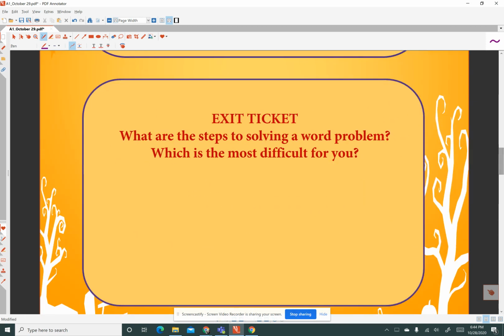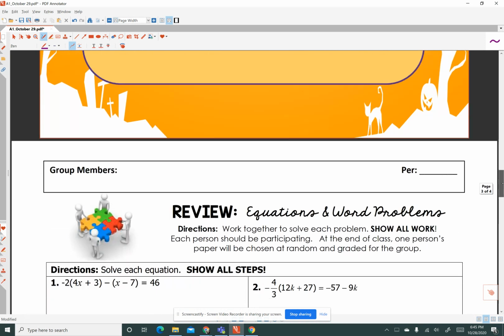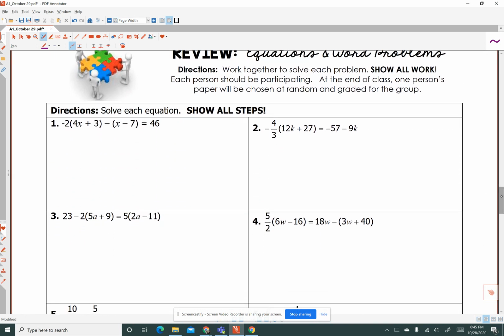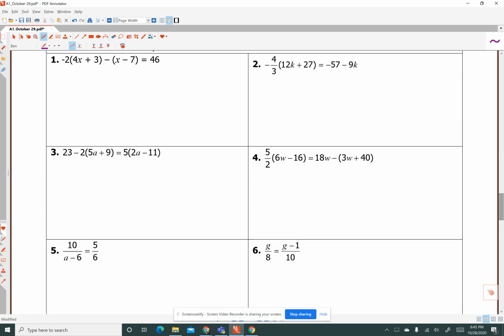Our exit ticket today, we're asked to think again about what are the steps that we need to take to solve a word problem. And I want you to think about which one is most difficult for you, and that should be the one that you work on. So let's get started. It's a review day today, so we're going to review these equations and word problems.